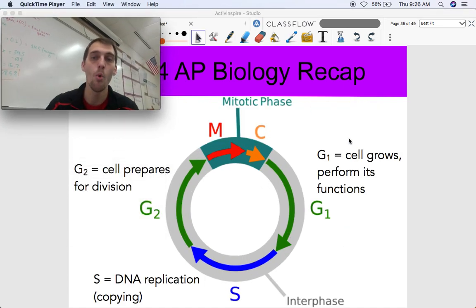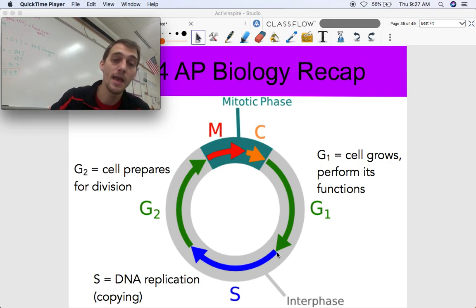Gap 1 is right after a cell divides. It's the first kind of part of its interphase. It grows, it performs its functions, it does its cell things. And then once it receives a signal, or once it receives the go-ahead, okay, it can go into S phase, and that is when DNA replication occurs.